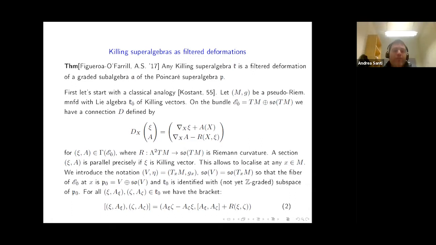So let's say you have a pseudo-Riemannian manifold with Lie algebra K_0 of Killing vectors, and you consider epsilon even, a bundle, which is TM plus so(TM). And on this bundle, you define a connection. So (X, A) is a section of epsilon_0, X is a vector field, and A is a skew-symmetric endomorphism of the tangent bundle, and you define a connection in this way. So you take the Levi-Civita connection of both X and A, but you add in the first slot the vector field given by applying A to the second argument. And on the second one, depending on your convention for curvature, you subtract or you add the curvature saturated with X and the argument.